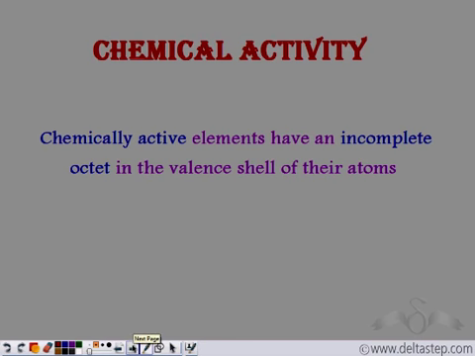Chemically active elements have an incomplete octet. We know noble gases do not participate in chemical reactions. That is why they are known as inert gases. And also they have complete octet. The reason for this stability is their complete octet. So whenever any element does not have a complete octet, that is, it has an incomplete octet, it takes part in chemical reactions to gain stability. And by taking part in chemical reactions, it becomes chemically active.